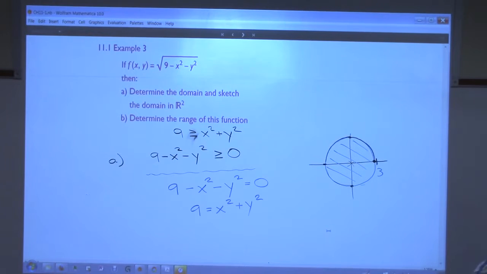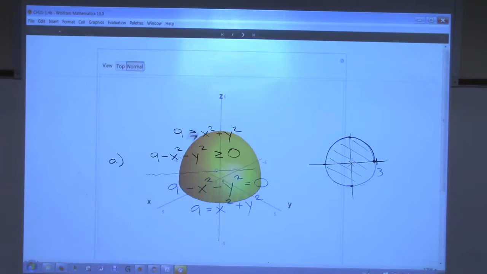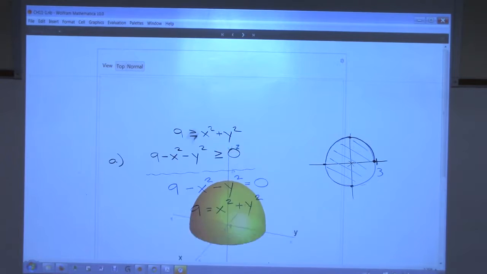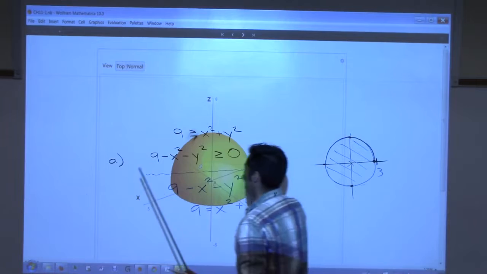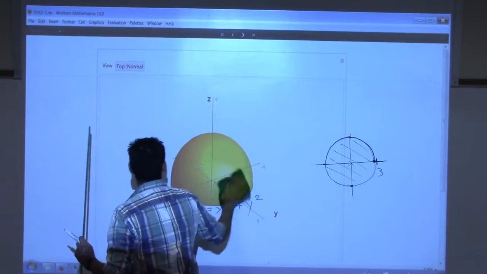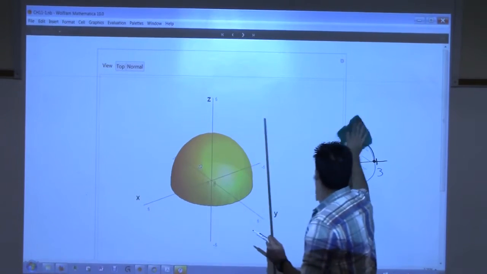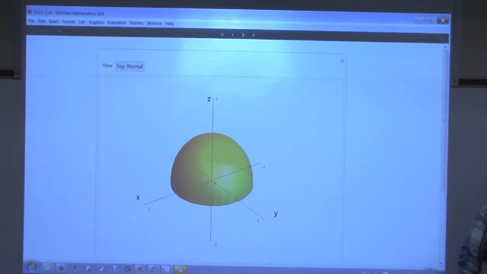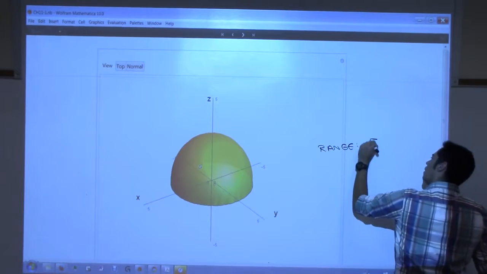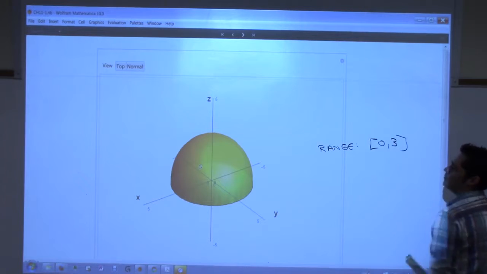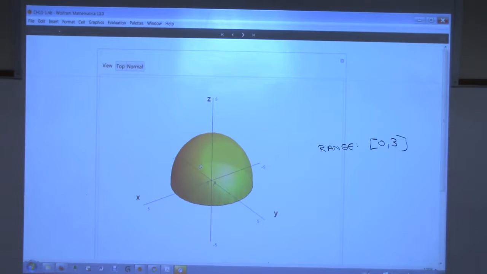You see what it looks like, right? There it is. It's basically the upper hemisphere, isn't it? It's a surface. It's the top part of a sphere. I didn't answer the range. The range was what? 0 to 3. Questions?